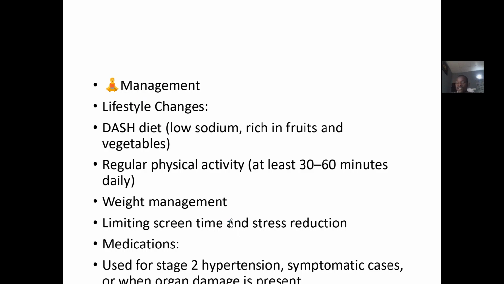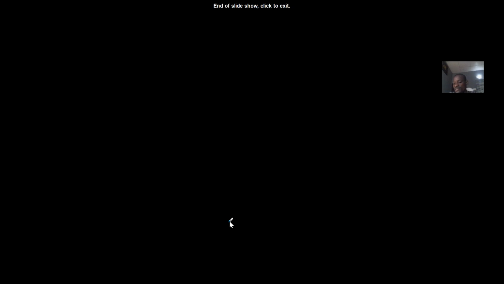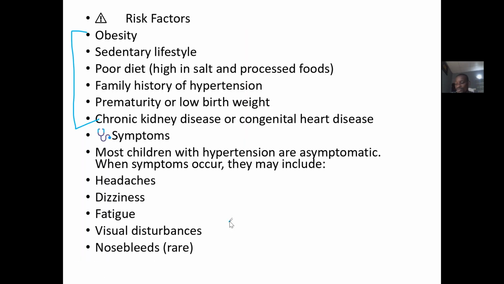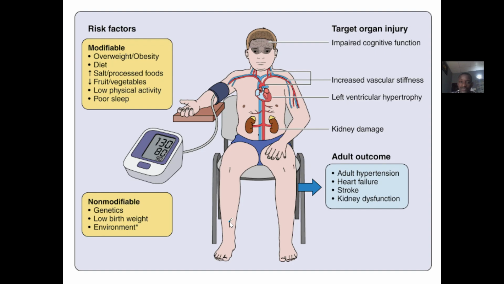So medications is when the lifestyle changes have failed. You use drugs like beta blockers, diuretics, angiotensin converting enzyme inhibitors, then angiotensin receptor blockers, and the rest of them.